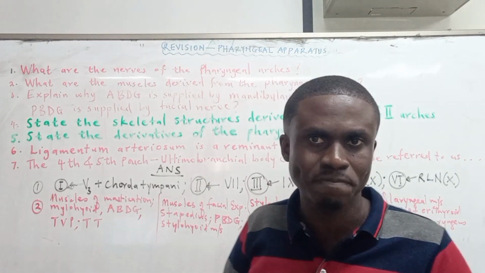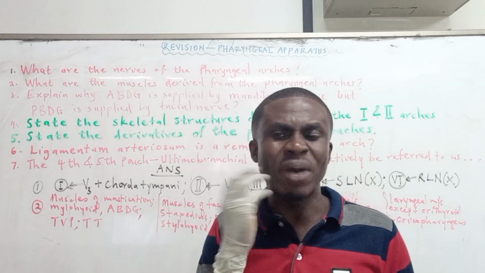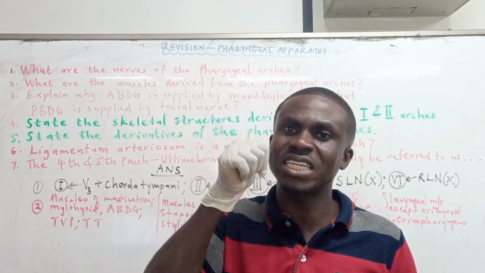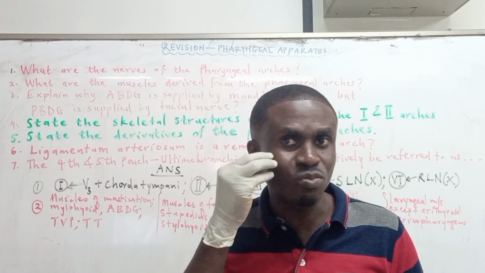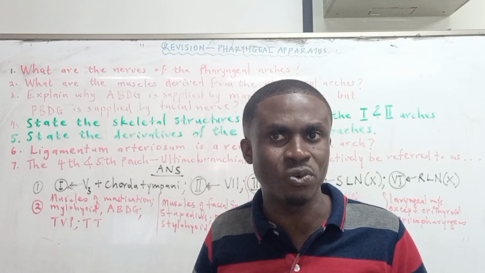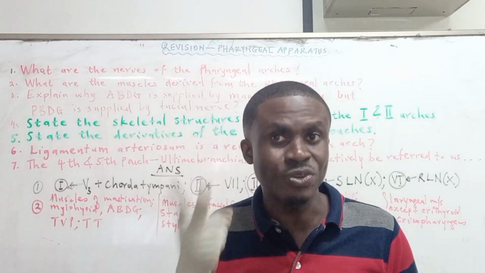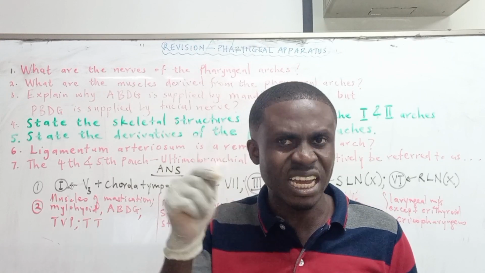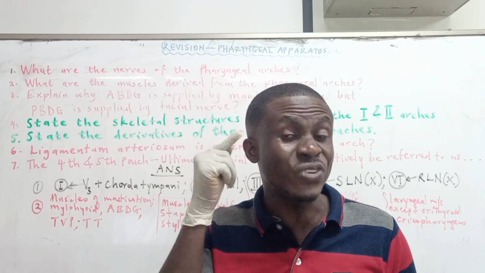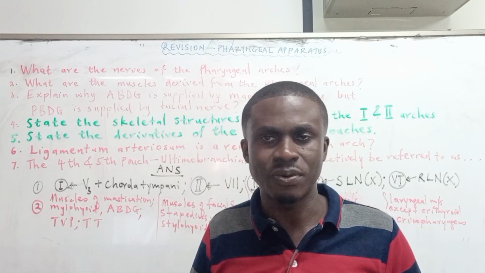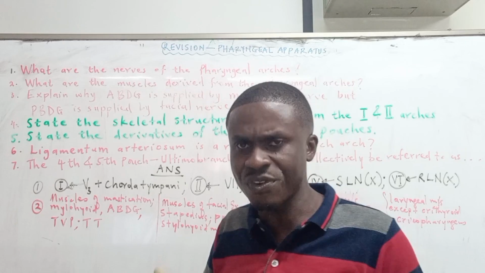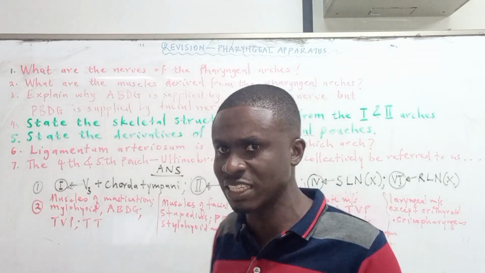So these are the skeletal structures derived from the first pharyngeal arch. What have we said? The mandible, the maxilla, even the palatine bone, the zygomatic bone, the squamous portion of the temporal bone, the 2 ear ossicles, malleus and incus, the anterior ligament of malleus, and the sphenomandibular ligament, one of the 4 ligaments of the temporomandibular joint, will all be derived from the first pharyngeal arch. It's as simple as that.